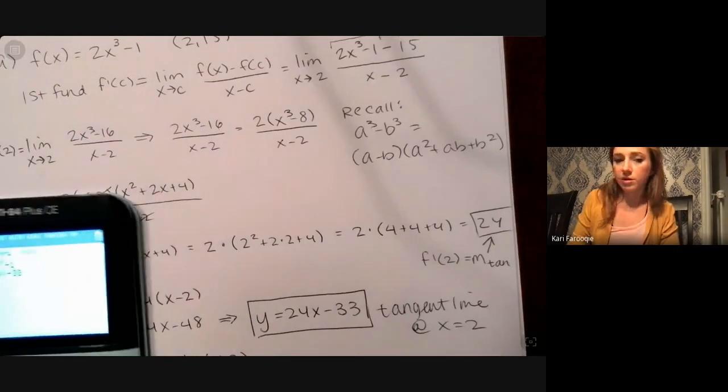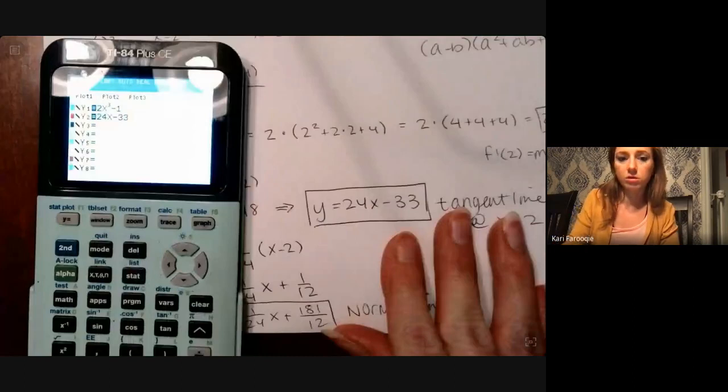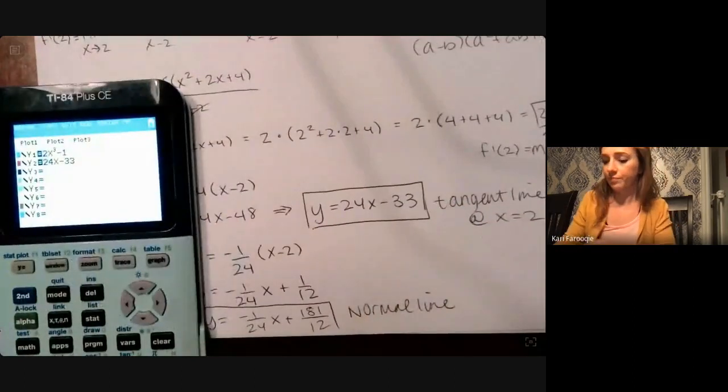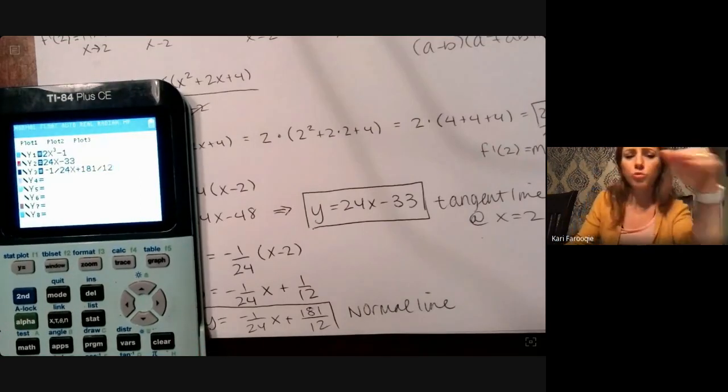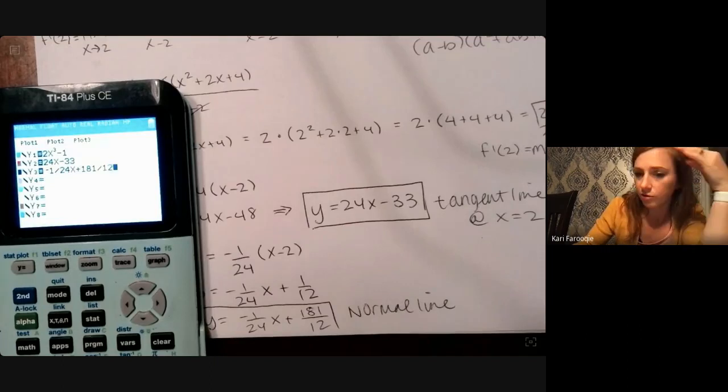Normal line: y = -1/24 x + 181/12. Don't round, make it exact. I know on your graph it's going to look fine, but leave it exact. Don't round anything.